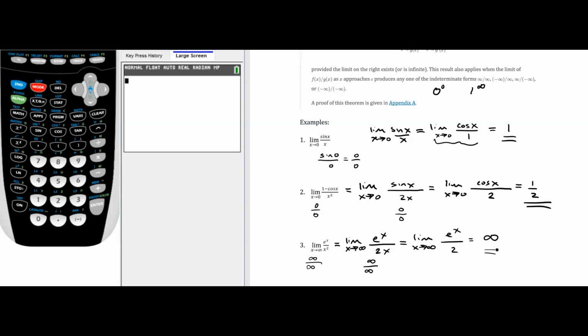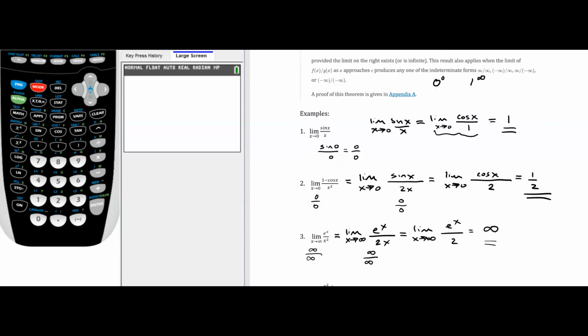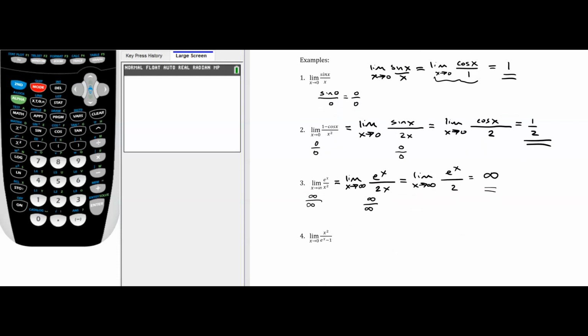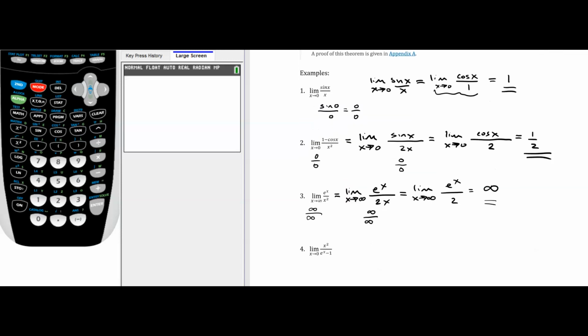So again, just by thinking a little bit about this, you can justify why L'Hopital's rule might work, why you can answer a limit of a ratio by looking at the limit of the ratio of the derivatives of those functions. Okay, one more example, example 4. In this one, we've got the limit of x squared all over e to the x minus 1 as x goes to 0. So again, direct substitution. When you do your direct substitution, you get 0 divided by 0 again.